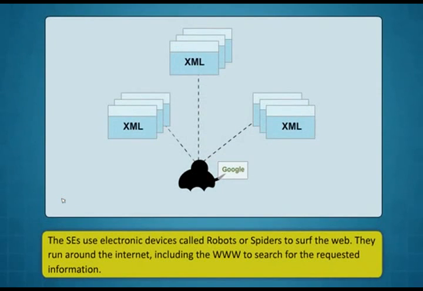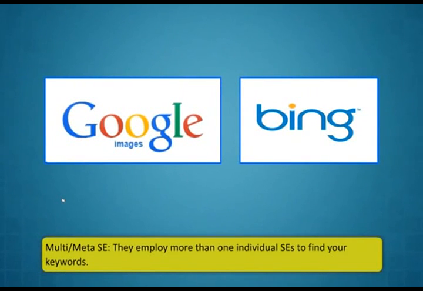The SEs use electronic devices called robots or spiders to surf the web. They run around the internet, including the www, to search for the requested information. Multi or meta SE employs more than one individual SE to find your keywords. Google and Bing are examples of this SE.